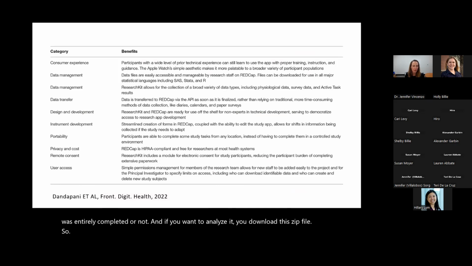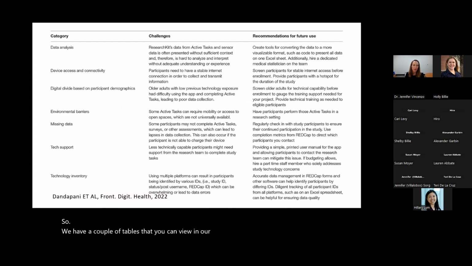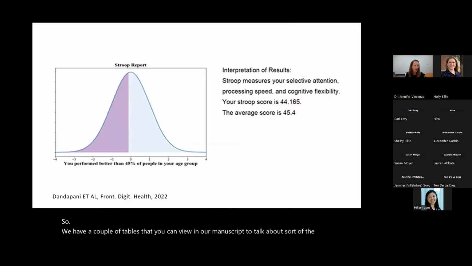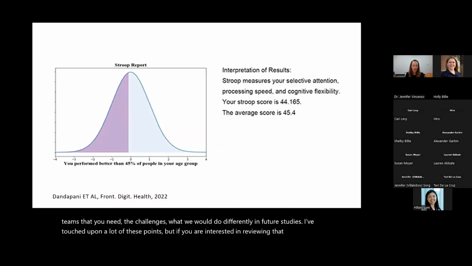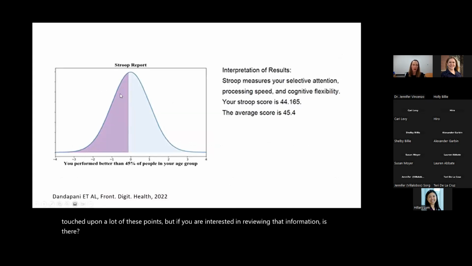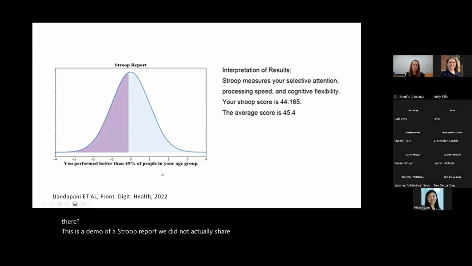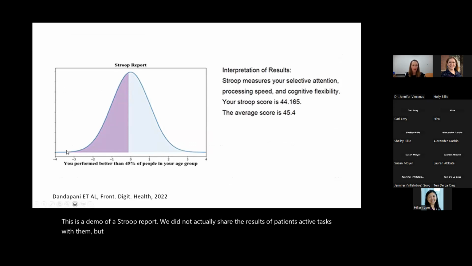We have a couple of tables that you can view in our manuscript that talk about the teams that you need, the challenges, and what we would do differently in future studies. I've touched upon a lot of these points, but if you are interested, that information is there. This is a demo of a Stroop report. We did not actually share the results of patients' active tasks with them, but in the future, I think this is where we're going, where you can show the patient where they score compared to their age group.